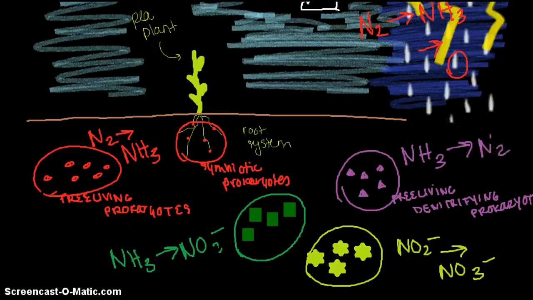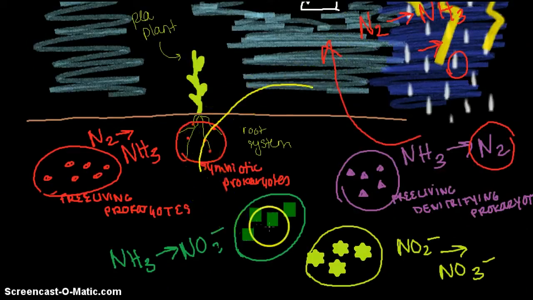There we go. Now, once this is converted back into its biologically unavailable form, it's going to diffuse back into the atmosphere. I'm just going to draw in yellow. The cycle continues with all these conversions of the nitrogen.